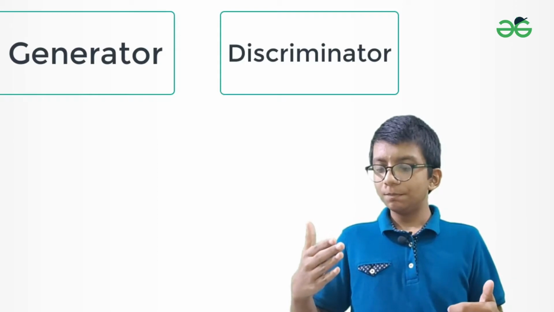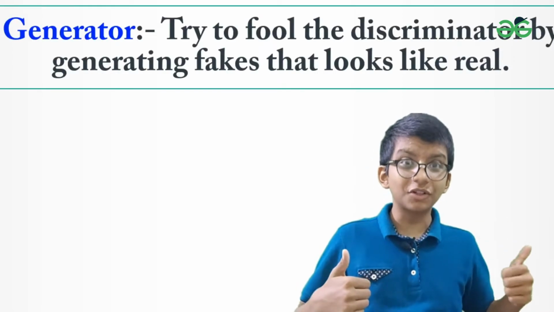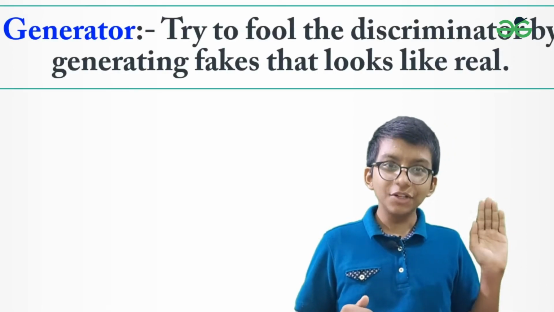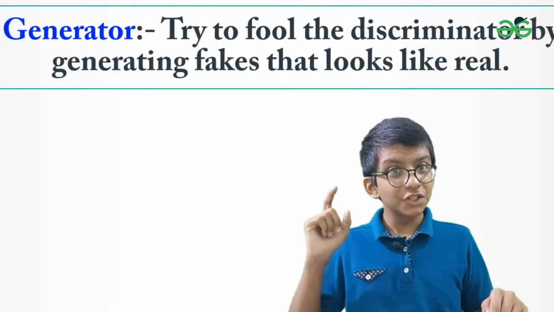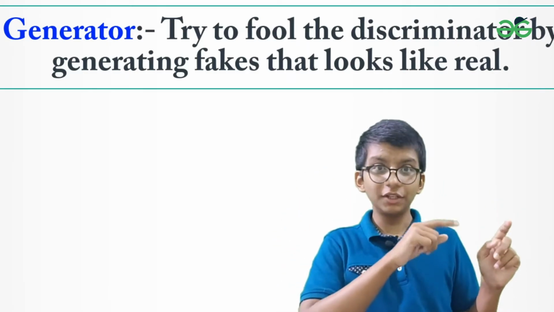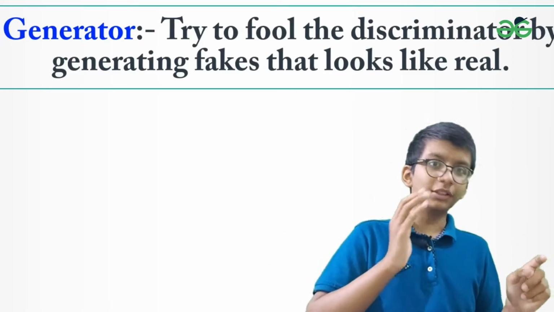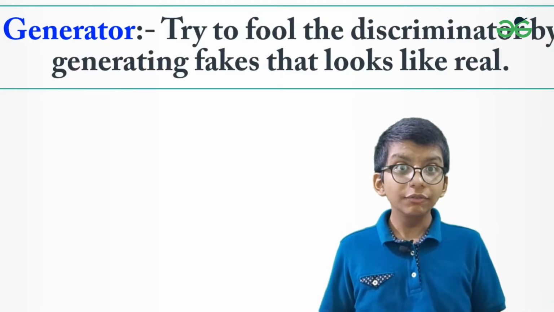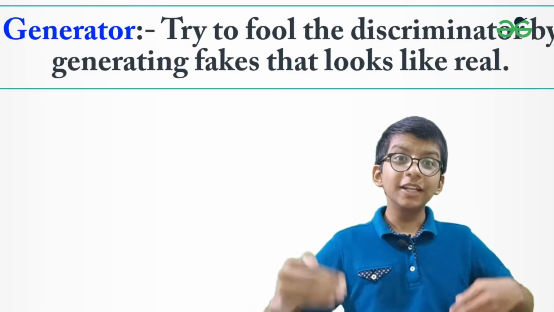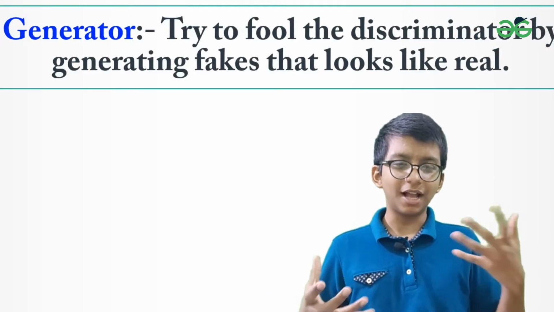What happens is the generator tries to fool the discriminator. Here we have a discriminator and here we have a generator, and the generator tries to fool the discriminator. How does it fool him? By generating fake examples that look real. And this might feel very complex.